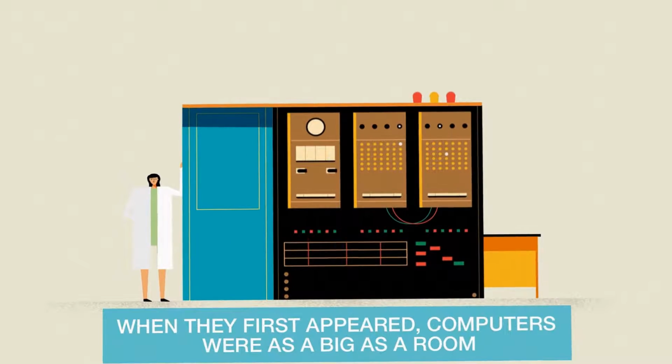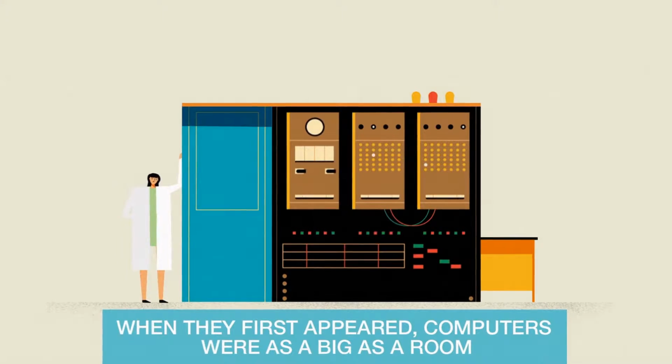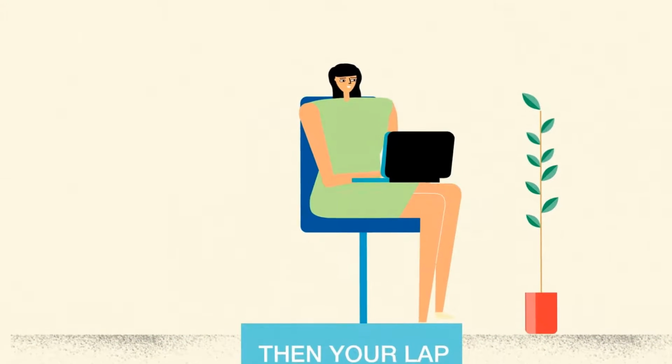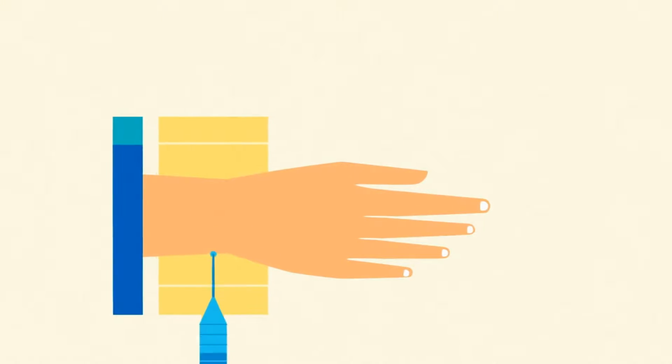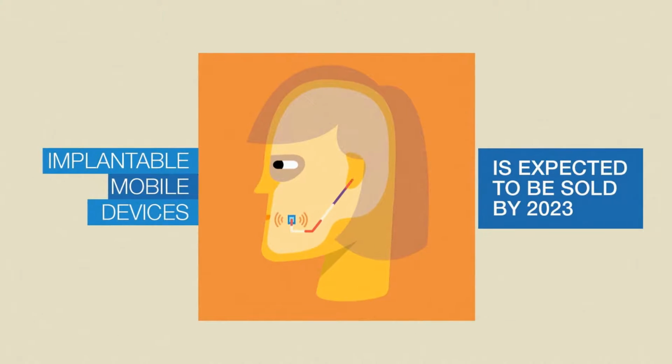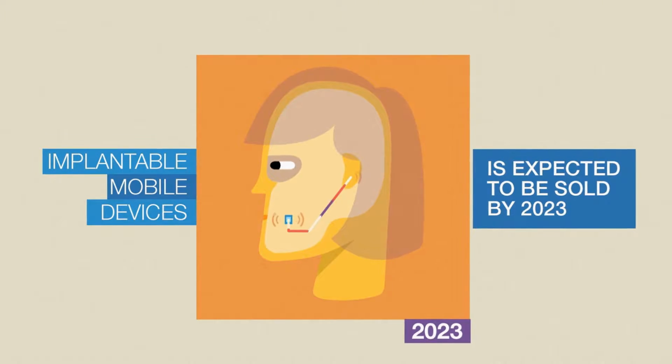When they first appeared, computers were as big as a room. A few years later, you could easily fit one on a desk, then your lap, and now your hand, or even wear it. In the future, you'll put them directly under your skin. The first implantable mobile phone is expected to be sold by 2023.